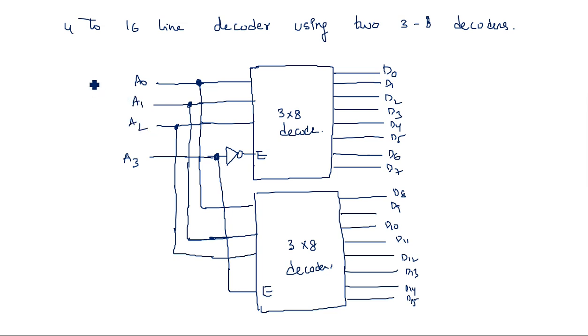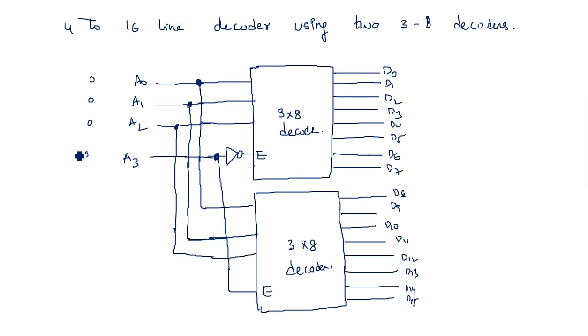Now see, for example, 000 and 0. Four zeros means the output is D0. As A3 is 0, this 0 goes inside and makes the second decoder deactivated, because 0 is applied to the second decoder, and 0 is inverted and applied to the first decoder. So the enable pin is equal to 1 in the first decoder. That's why the first decoder is activated and working.